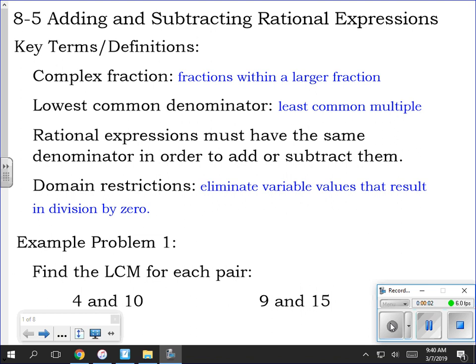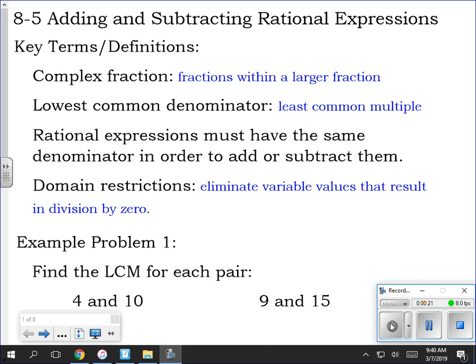Okay, so today we are going to be adding and subtracting rational expressions, i.e. fractions. So we're going to be adding and subtracting fractions. We are also going to be simplifying complex fractions as the last thing we do.